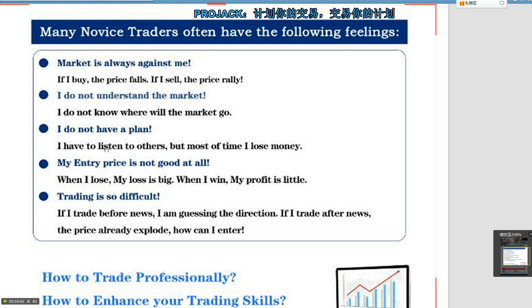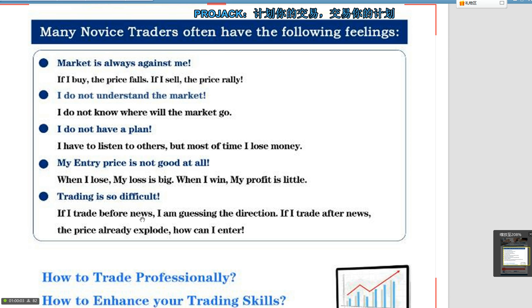Hey, what to do with gold? Any update? Can I buy? Can I sell? What's your stop loss? What's your profit? They totally don't have a plan. My entry price is not good at all. When I lose, I lose big. When I win, I win small. Trading is so difficult.